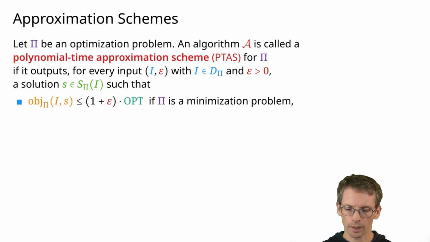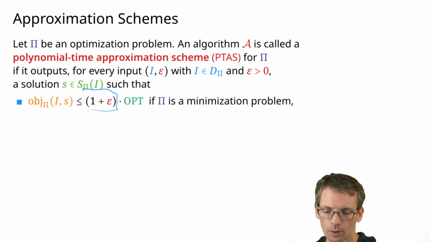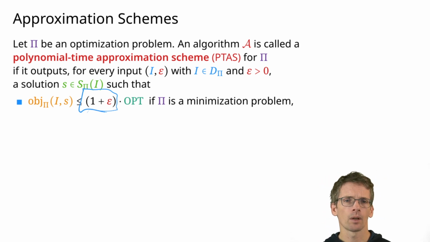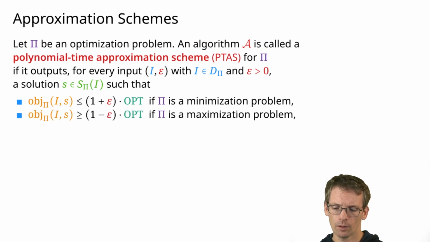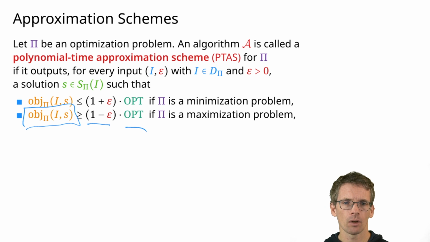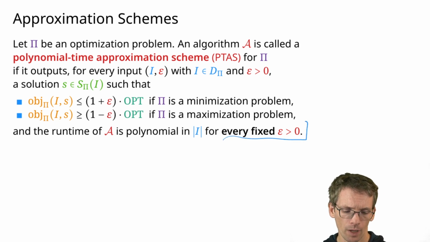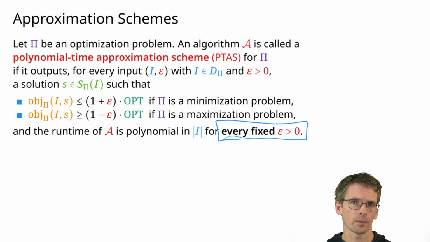with a property that it is at most 1 plus epsilon larger than the optimum, assuming that we have a minimization problem, or in our case we have a maximization problem, we want to maximize the profit. The objective value that the algorithm gives us should be at least 1 minus epsilon times opt. And the algorithm should have a polynomial running time if epsilon is fixed. Yeah, so for every fixed epsilon, so if epsilon is a constant, the running time should be polynomial.